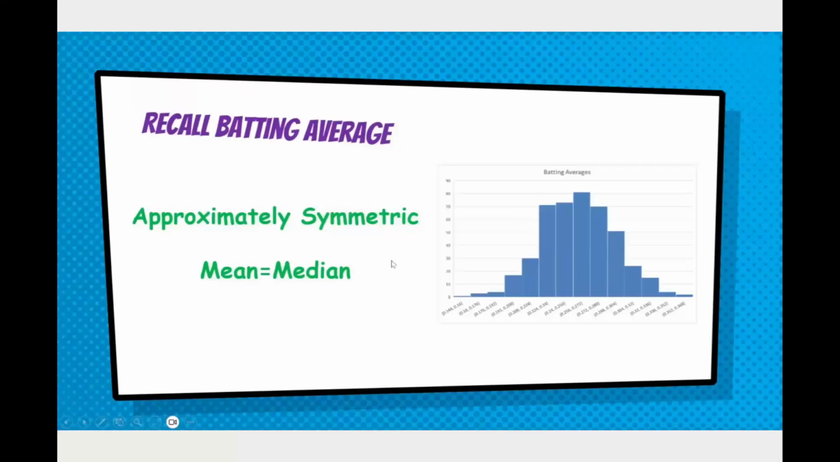We also talked briefly about batting average. This is a graph of batting averages, and getting our data, we get something that looks like this, and notice it's symmetric. Now here you can use mean or median because they are approximately equal, but typically when we have something like this, a normal distribution, we talk about the mean over the median, even though it doesn't really matter a whole lot. It's just common to use the mean when we have something that's symmetric.